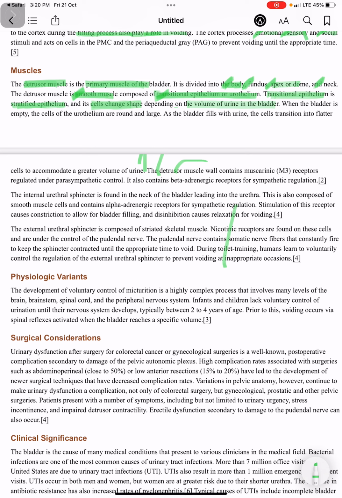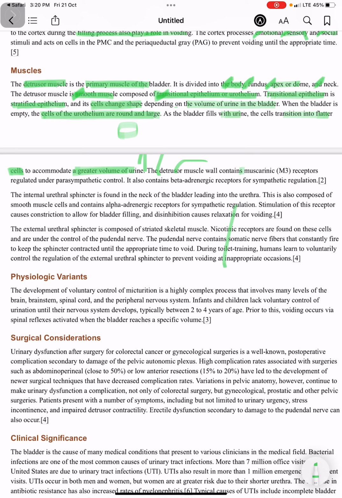When the bladder is empty, the cells of the urothelium are round and large cells. As the bladder is filling with urine, the cells will transition into flatter cells to accommodate a greater volume of urine.